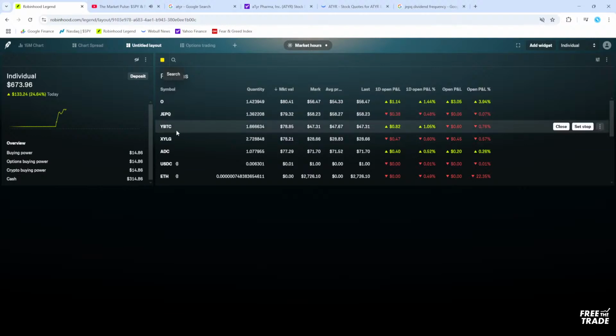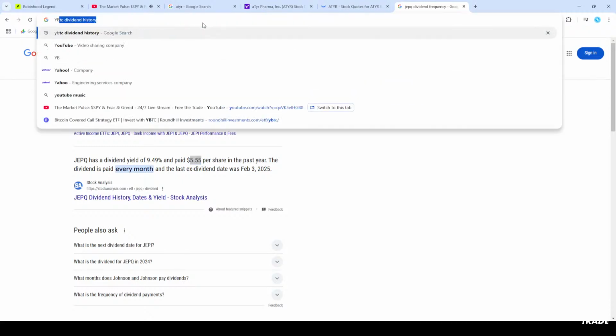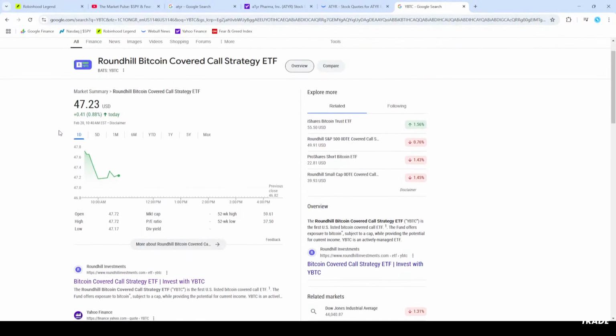This Y Bitcoin or YBTC is a covered call Bitcoin strategy, and basically they pay out a weekly dividend. It follows the price of Bitcoin, and then they pay out weekly dividends, which is pretty cool.